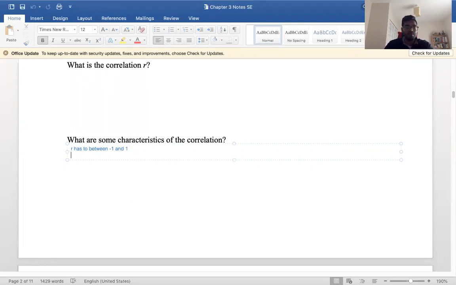So this has no distinction between x and y, which means that you can flip the variables and get the same value, because again, you're just standardizing them. Okay, this is a big one. R does not change when the units of measure change. And I want you to think about that. R has no units of measure.